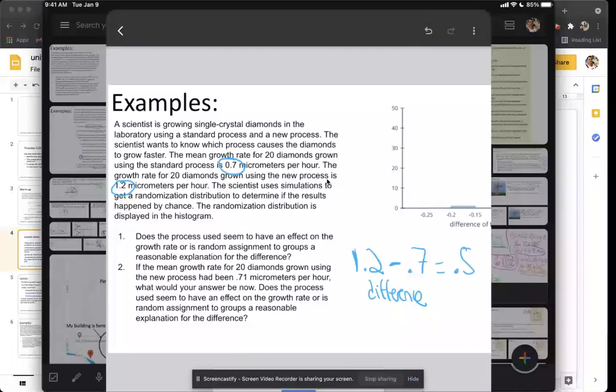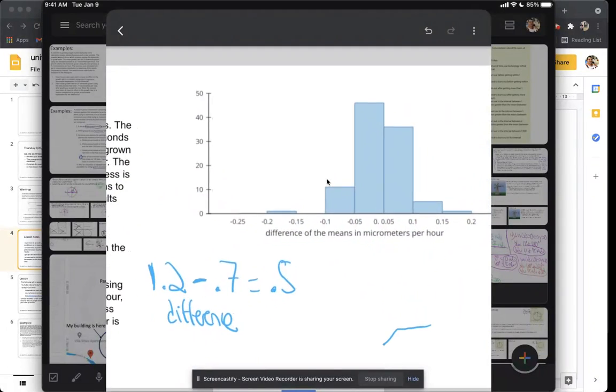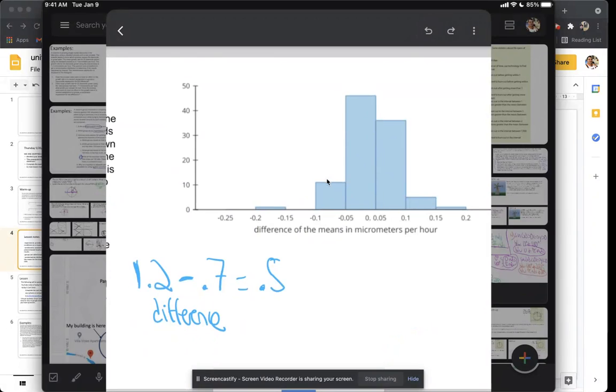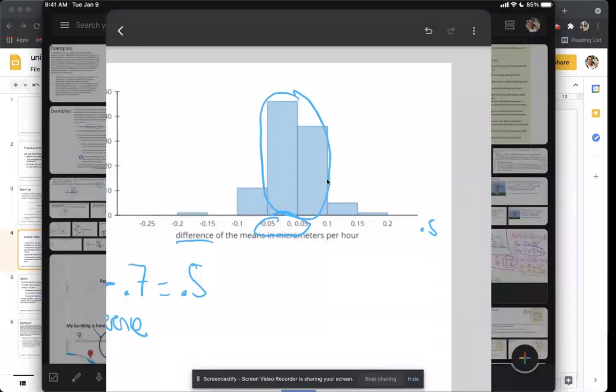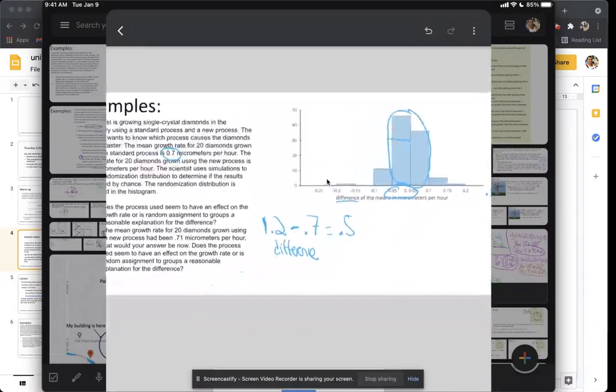Okay. Now, the randomization distribution, this histogram right here, is a result of all of the simulations. It's a result of the differences. And if you look here, when they did their simulations, most of their differences were around zero, between negative 0.05 and positive 0.05. We're around here. Okay. 0.5 is way over here. Notice none of them had a difference that is much, much higher than anything found in the simulation.